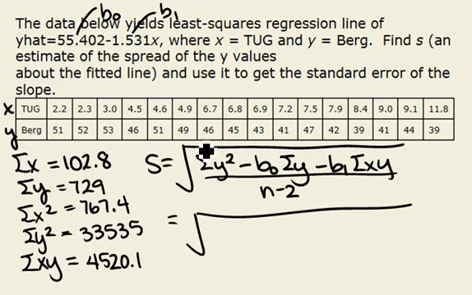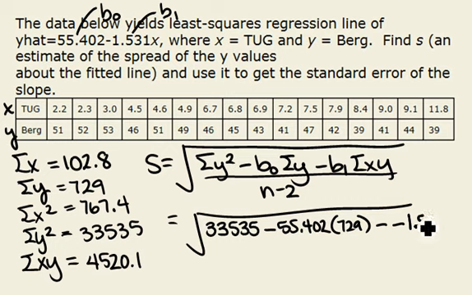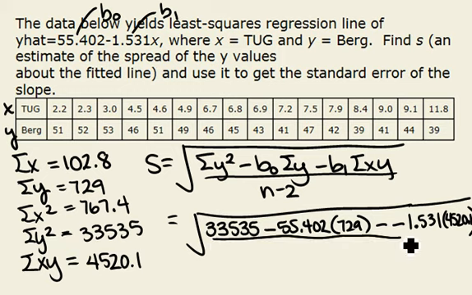So plugging in all our quantities, what we'll get is 33,535 minus 55.402 times 729 minus a negative, so that will turn positive, 1.531, and our sum of xy was the 4520.1. And then we divide by n minus 2. So if you go through and count, you'll find there's 16 values here. So we'll get 16 minus 2. And so what you should get for this is 2.19.